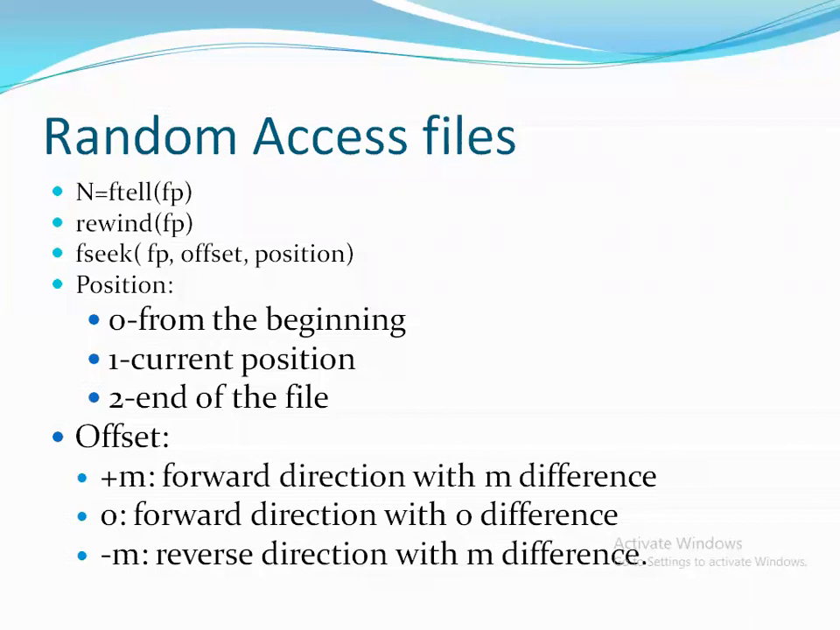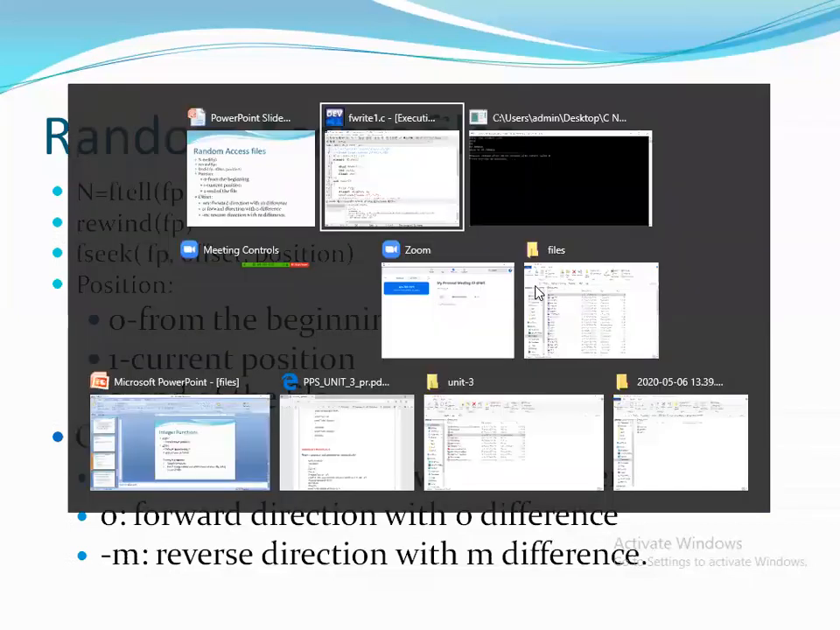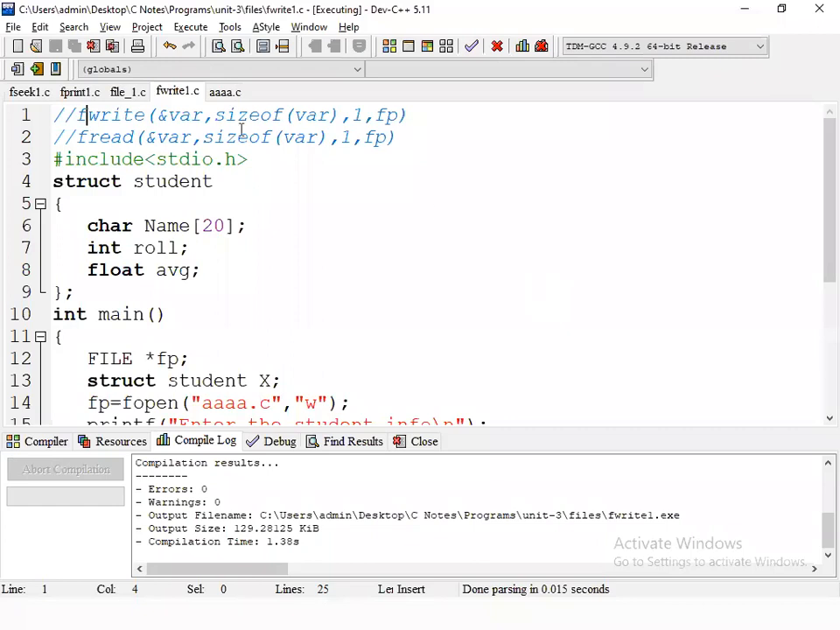Today we will finish only the first two functions. Next class we can verify fseek with more examples. Today it is not possible to complete all three functions, because fseek is a very big function. ftell and rewind are very simple functions. Let us discuss the ftell function. In the program, we can directly discuss ftell.